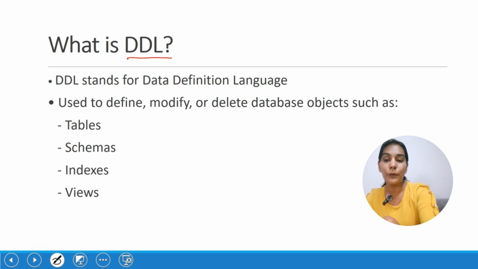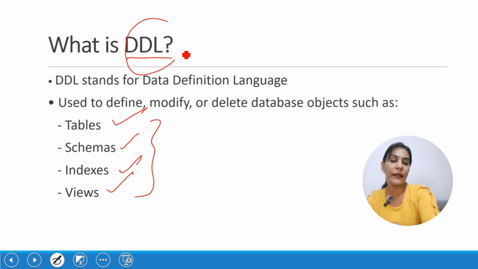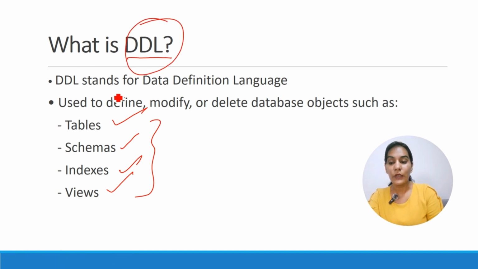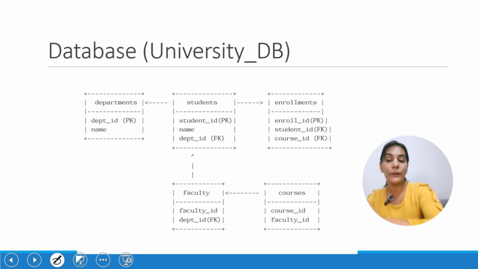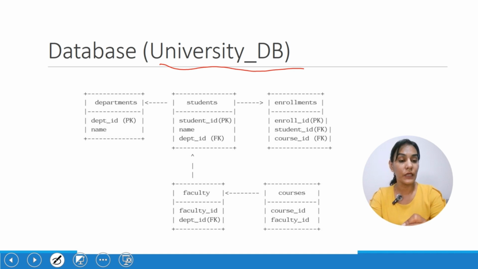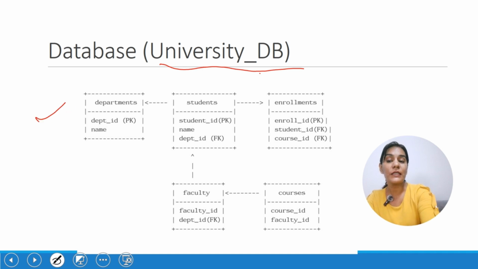Whether you want to build your tables, or even the database, schema, indexes, views, in all these cases we require data definition language commands. So let's discuss the basic database that we are going to use with all the command types in SQL, such as DDL, DML, DQL. We are going to implement those with the help of a university database management. First we have five tables: department, second is student, third is enrollment, fourth is faculty, fifth is courses.